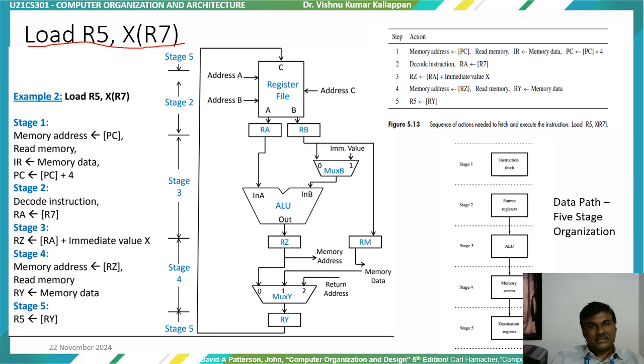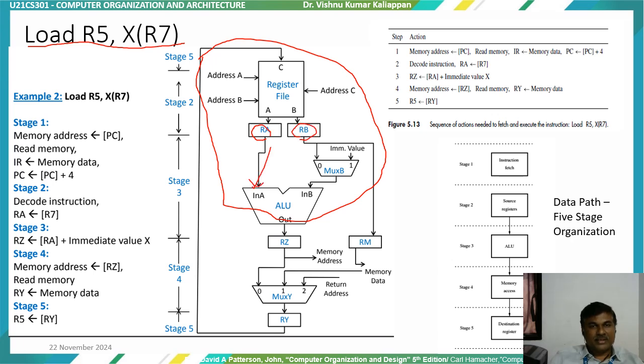So we have already seen in the previous video this load operation. So what we will do is try to understand how this particular load operation works with the connections here. As we already studied in the previous slide, this is a register file, and you have register A, RA.